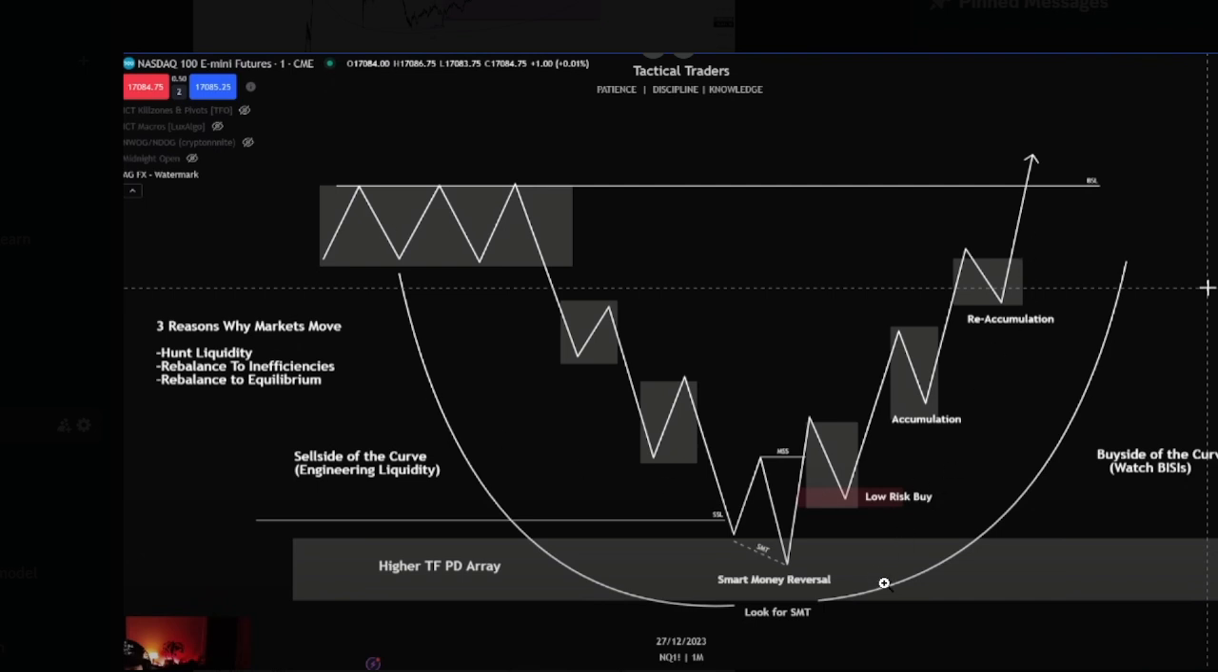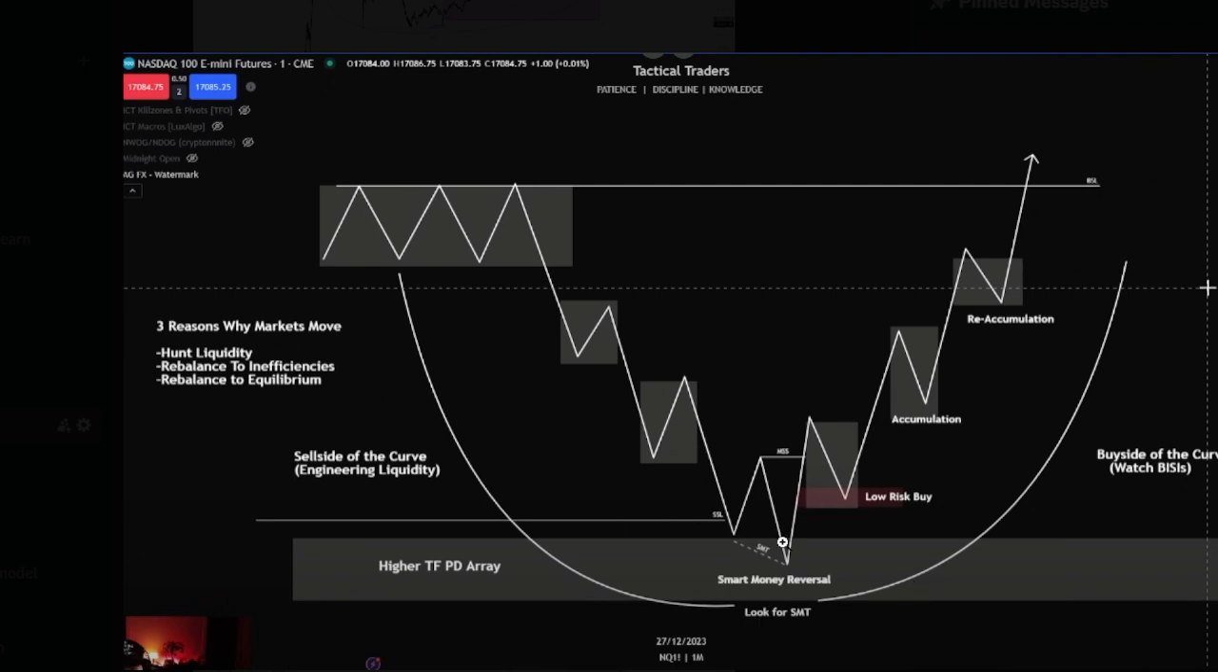Now, what do we see? We see that there is resting liquidity right here that got swept. Price comes up here, makes a swing high, but then price pushes lower. Why? Because there is a higher time frame PD array under this. PD array, fair value gap, order block, whatever you want. Price comes back, taps into this higher time frame PD array, and reverses off of it, making the buy side of the curve. The sell side of the curve, the buy side of the curve.